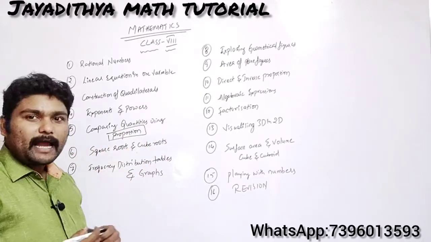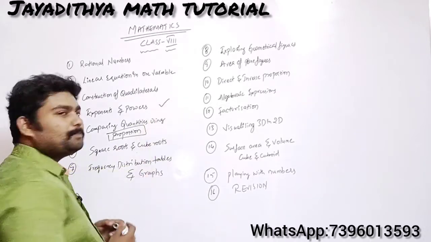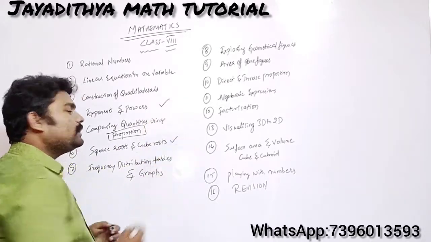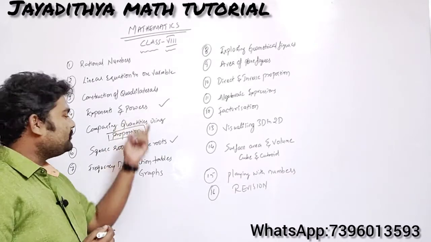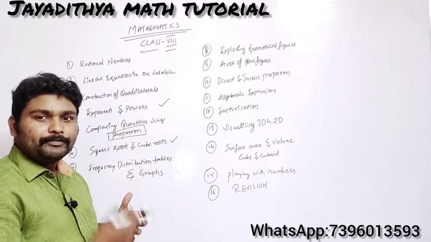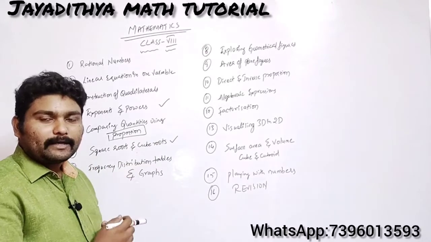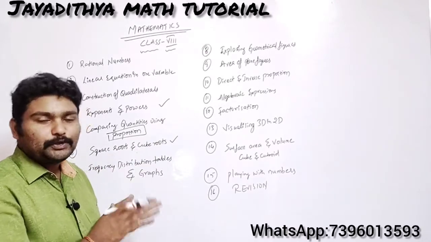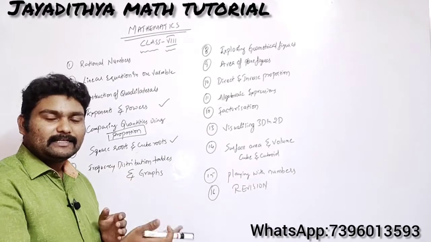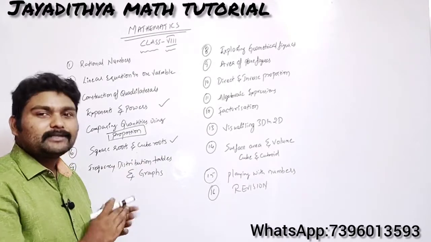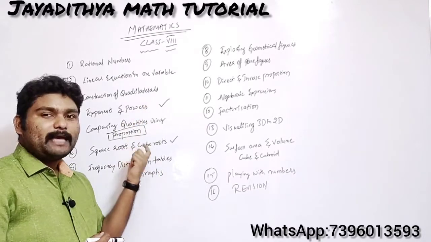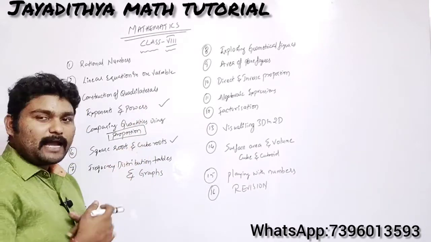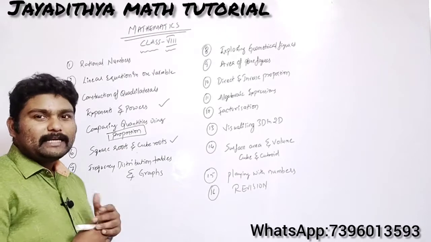And then square roots and cube roots. If you understand exponents and powers clearly, then you can easily score good marks in square roots and cube roots. Why? Because it will be like the reverse. Doing a square, for suppose 2 squared is 4, the square root of 4 is nothing but 2. 2 cubed is 8, the cube root of 8 is nothing but 2 again. So if you learn exponents and powers clearly, then you will have a nice grip on square roots and cube roots.